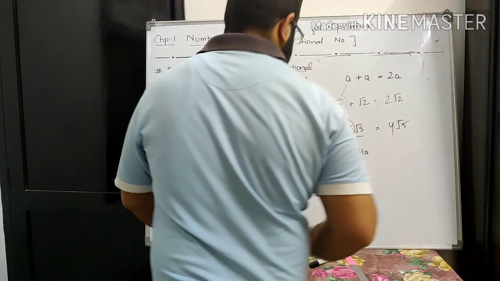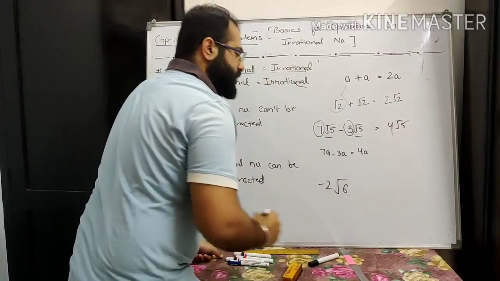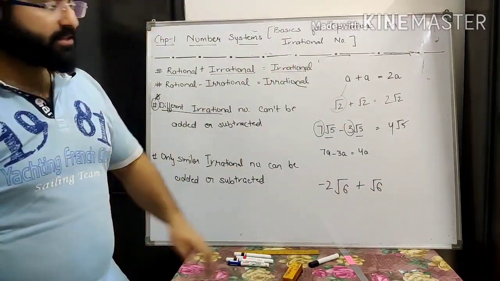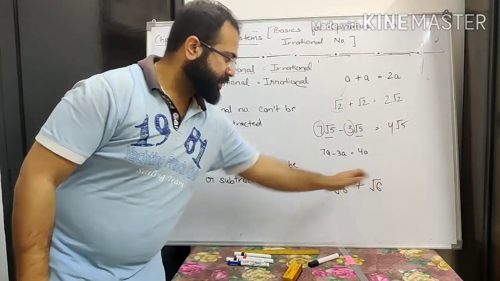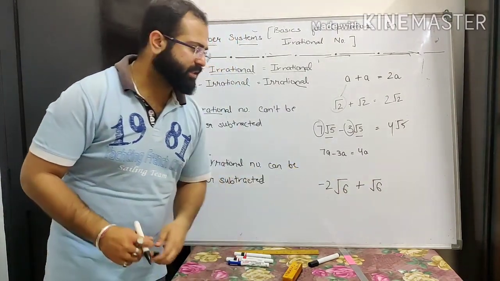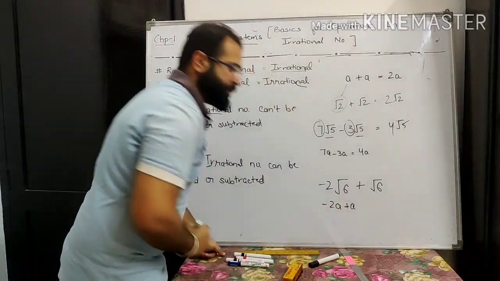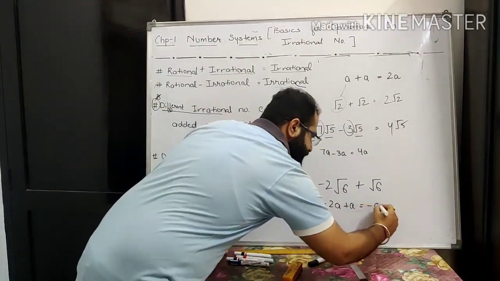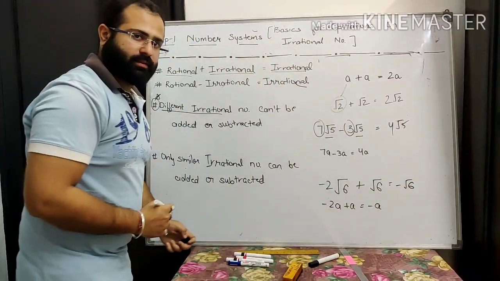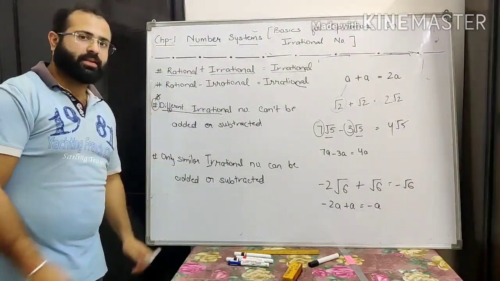We'll take one more example. If we have minus 2 root 6 plus root 6. If we just write root 6, that means 1 root 6. Again you can substitute this root 6 as a, because these are similar irrational terms. You will write it as minus 2a plus a, so the result will be just minus a. Solving this, you'll get minus root 6. In the coming videos, we'll be learning about the multiplication and the division of irrational terms.